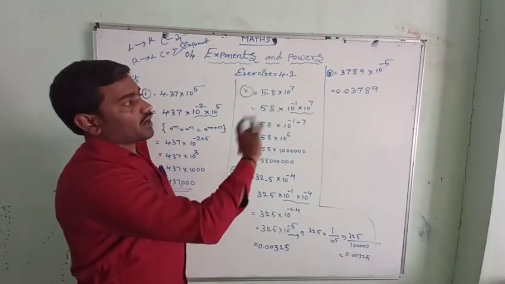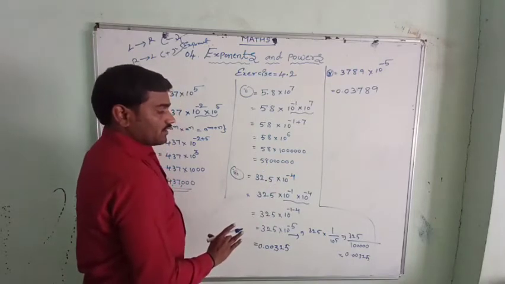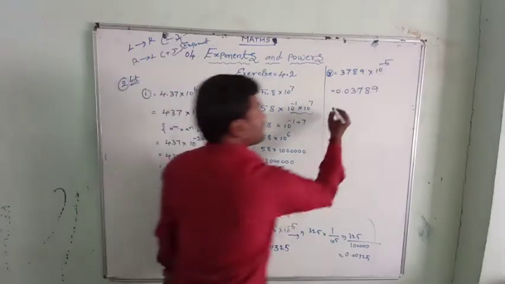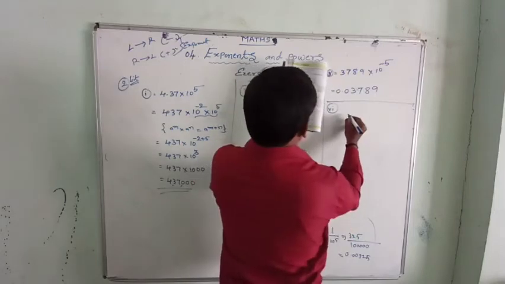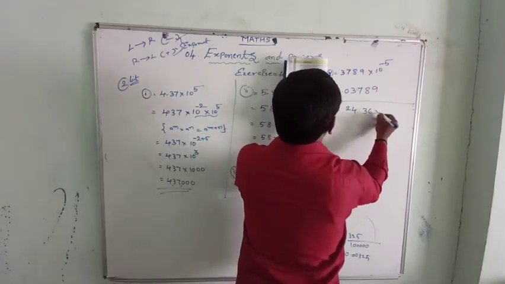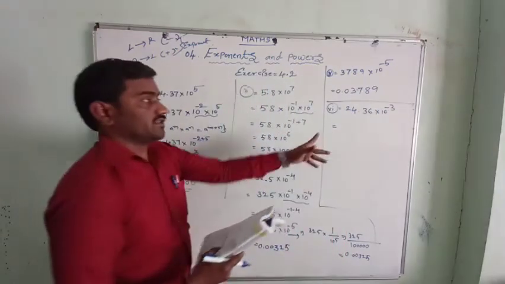Very simple, that is how I made it. Here also I can make it very clear again. So here also we can do it in a very short way. Let's go for one more problem to avoid doubts. 24.36 into 10 to the power of minus 3. See how we are going to do it in the easy method here.